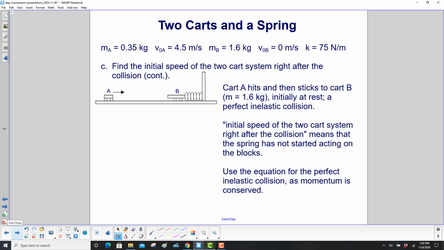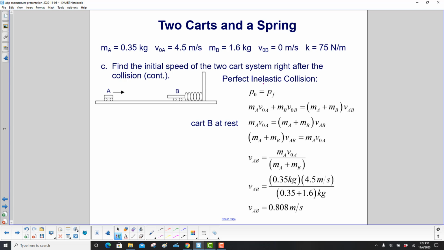Find the initial speed of the two-cart system right after the collision. So we have cart A striking and sticking to cart B, which is initially at rest. We have a perfect inelastic collision. Why? Because it says it sticks to it. Initial speed of the two-cart system right after the collision means that the spring has not yet started acting on the blocks. So use the equation for the perfect inelastic collision, as momentum is conserved. There are no other external forces.